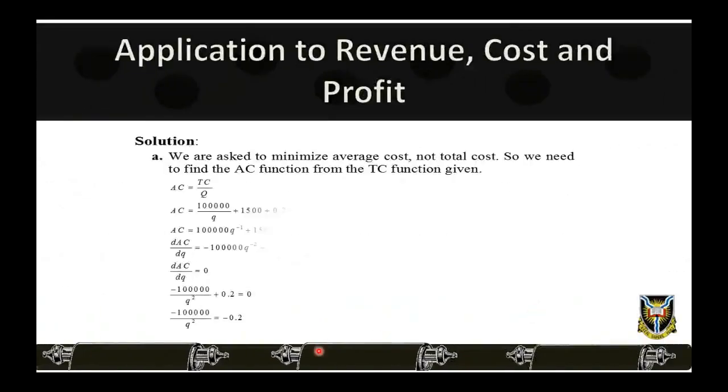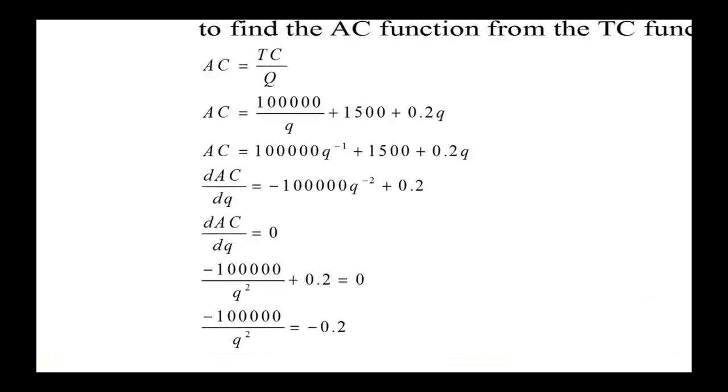Solution. We are asked to minimize average cost and not total cost. So we need to find the average cost function from the total cost function. AC equals TC over Q. AC equals 100,000 over Q plus 1,500 plus 0.2 Q. AC equals 100,000 Q to the power minus 1 plus 1,500 plus 0.2 Q. dAC by dQ equals minus 100,000 Q to the power minus 2 plus 0.2.